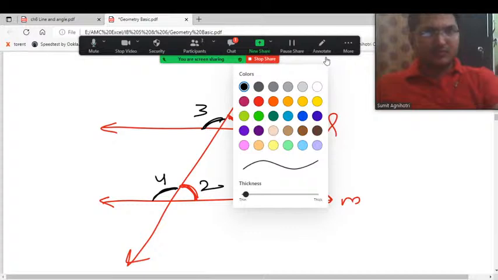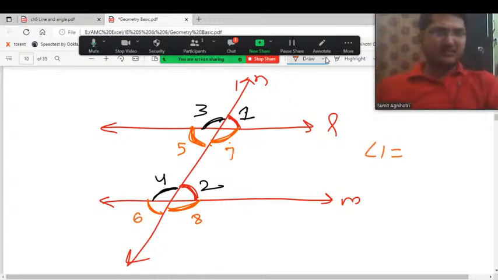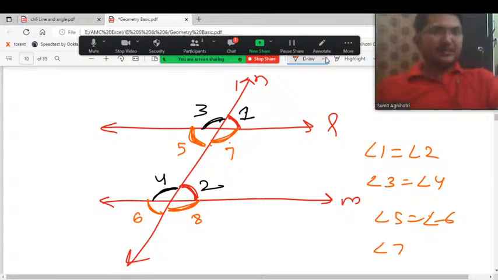Similarly, we have more corresponding angles like this. This angle and this angle are also corresponding. These angles are also corresponding. And remember that these corresponding angles are equal to each other. Here angle 1 is equal to 2, angle 3 is equal to 4, angle 5 is equal to 6, angle 7 is equal to angle 8. And they all are known as corresponding angles.